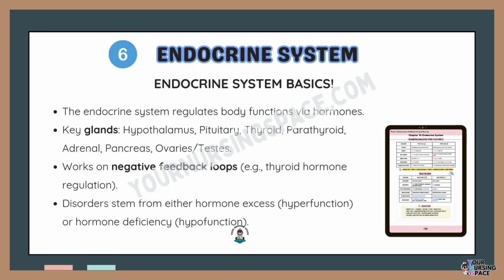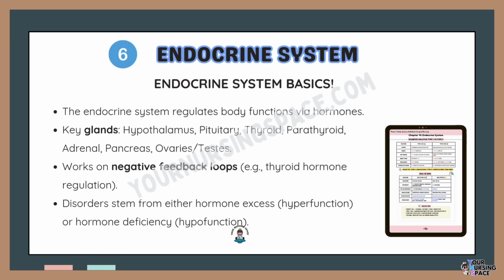The endocrine system is like the body's hormone control center. It regulates metabolism, growth, reproduction, and a bunch of other vital functions, all through hormones. Some of the major players here include the pituitary gland, thyroid, adrenal glands, pancreas, and parathyroid glands. One of the key things to understand is how the body maintains balance using negative feedback loops. Think of it like a thermostat. When the temperature drops, the heat turns on, and when it gets too hot, the heat turns off. Similarly, hormones are released when needed and stop when levels are sufficient.